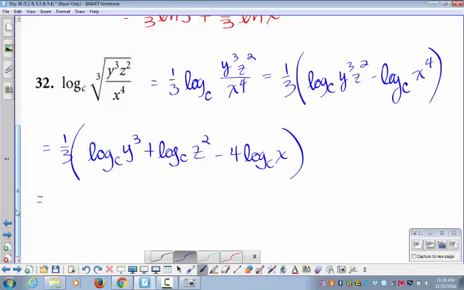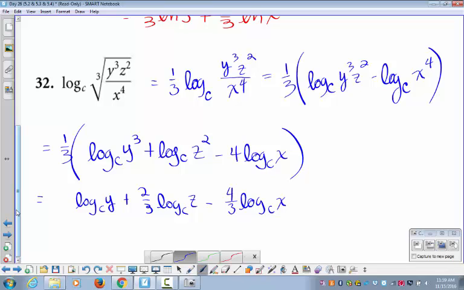So 3 comes down, multiplies by the 1/3, and becomes just a 1. So here we have log base C of y. For the second one, the 2 comes down, we distribute the 1/3, so we have 2/3 log base C of z. And then the third term, distribute the 1/3, and we'll get 4/3 log base C of x. Happy campers?